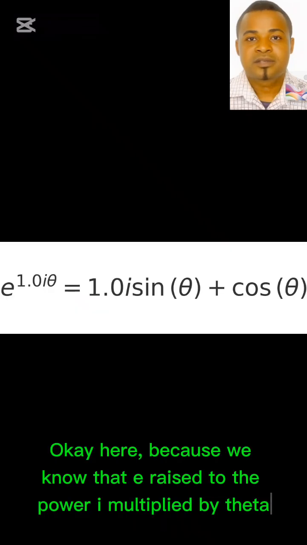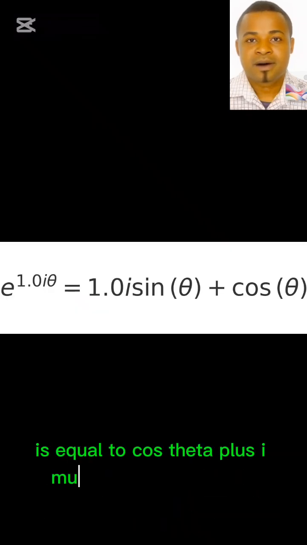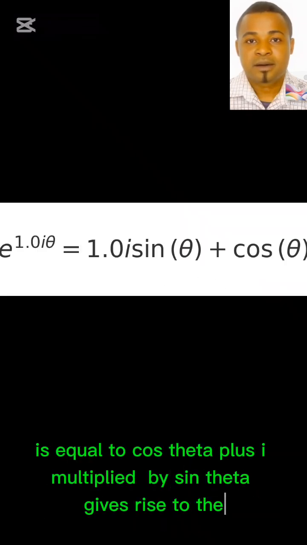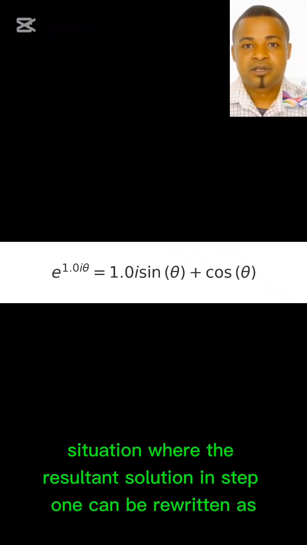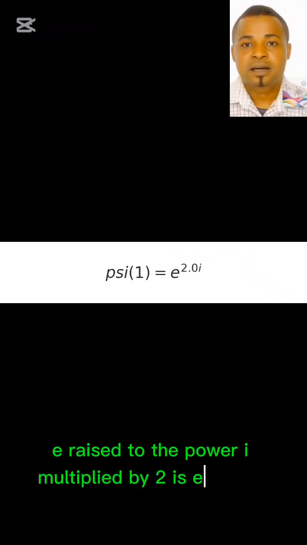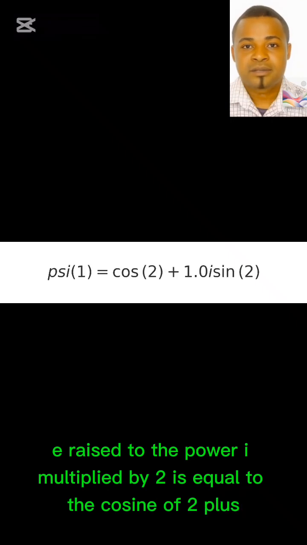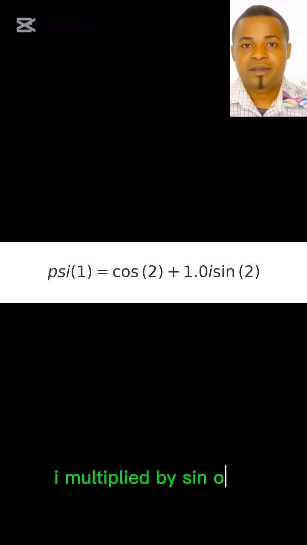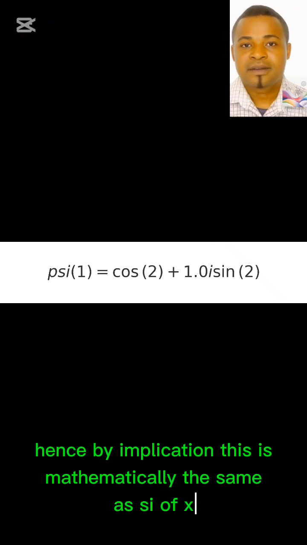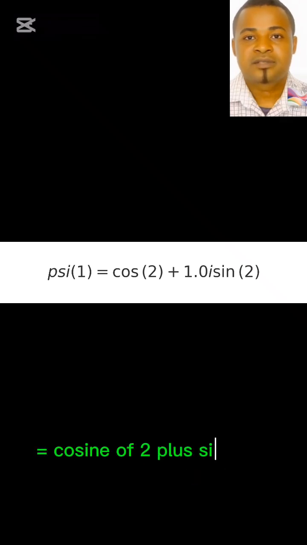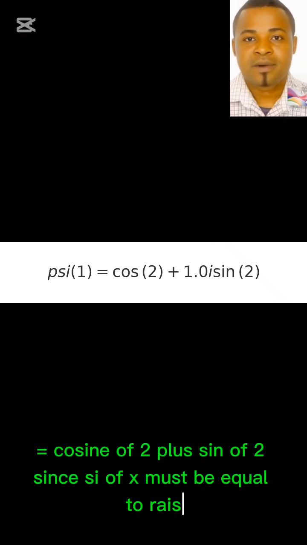So solution step 2, evaluate the exponential above using Euler's formula. Okay, here because we know that e raised to the power i multiplied by theta is equal to cos theta plus i multiplied by sin theta, this gives rise to the situation where the result in solution step 1 can be rewritten as e raised to the power i multiplied by 2 is equal to the cosine of 2 plus i multiplied by sine of 2.